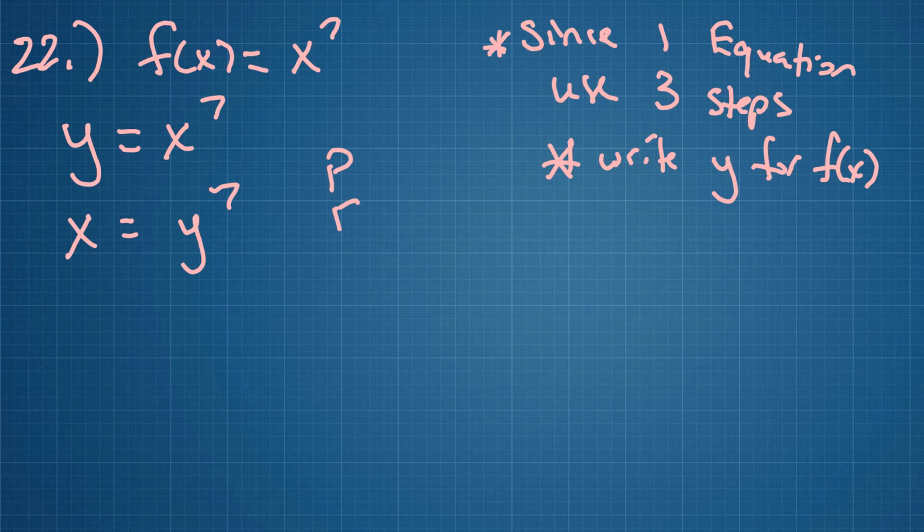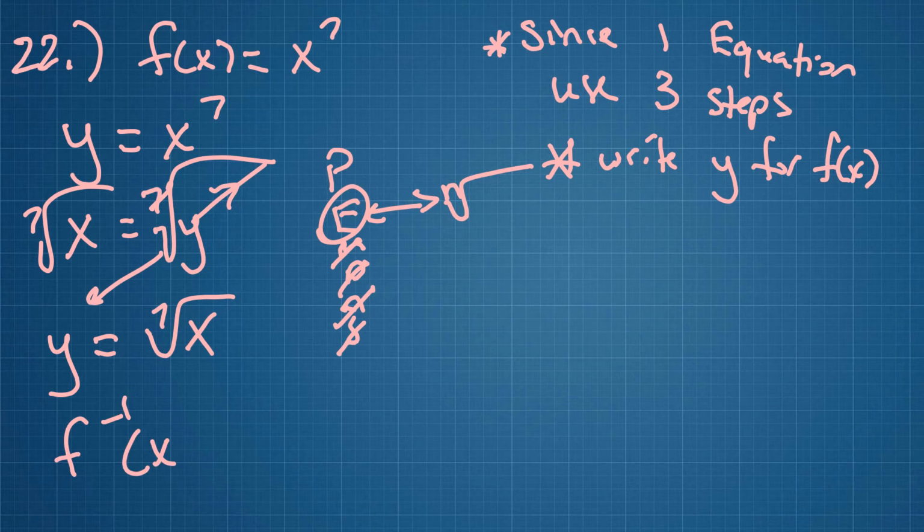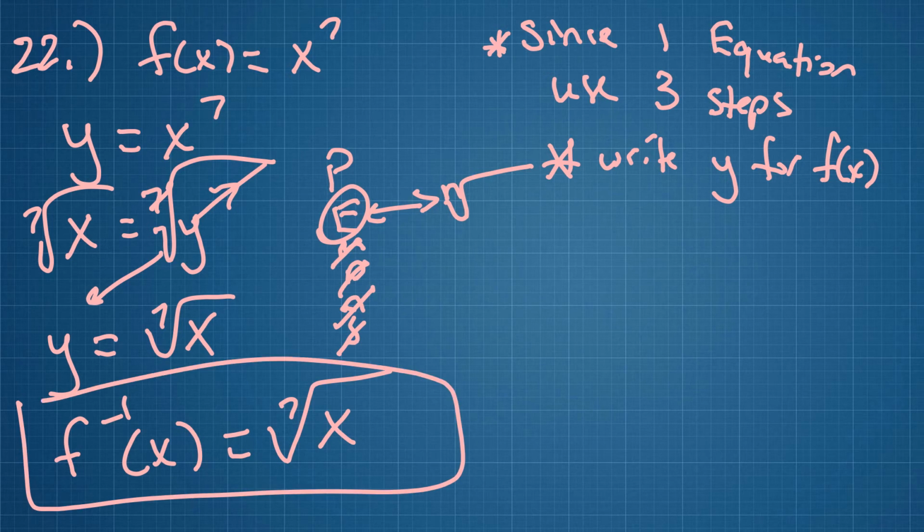Now I use my PEMDAS backwards. There's no subtraction, no addition, no division, no multiplication. There's an exponent. How do I get rid of an exponent? Use a check mark. Now the thing is, you have to use the little 7 here, because if not, they don't cancel. So that's why I get y equals, because that turned into there, the 7th root of x. Last step is you say f negative 1 of x equals the 7th root of x. And that's it for 22.